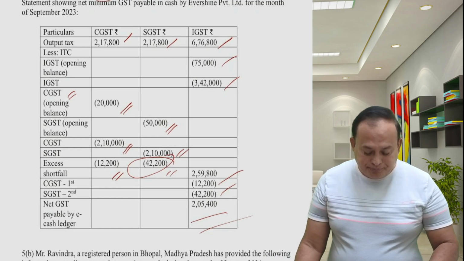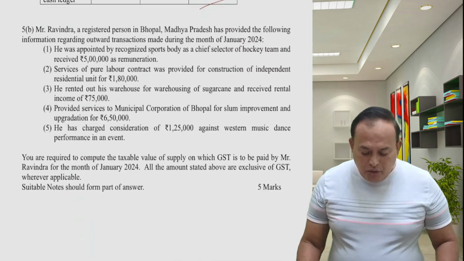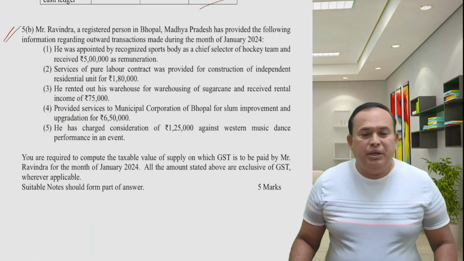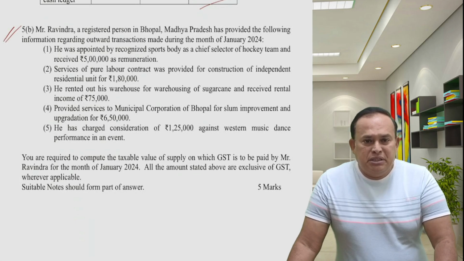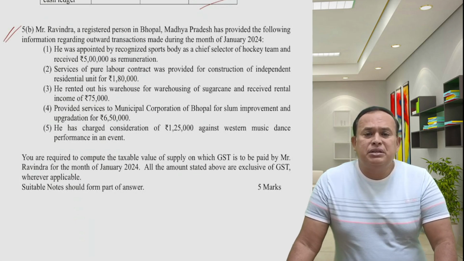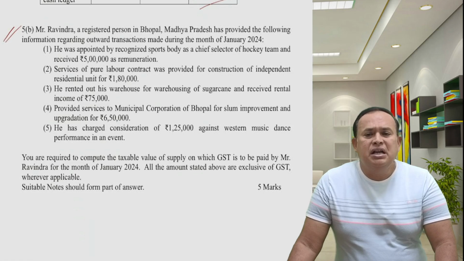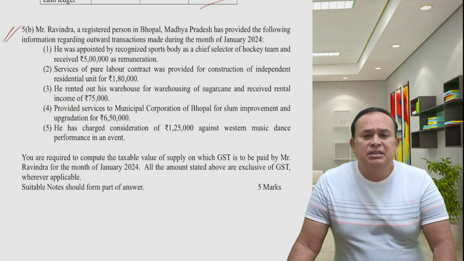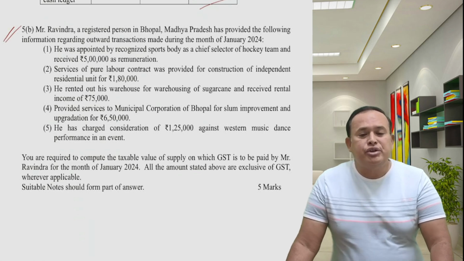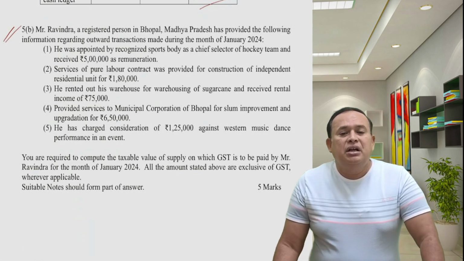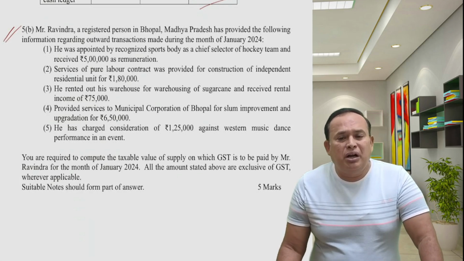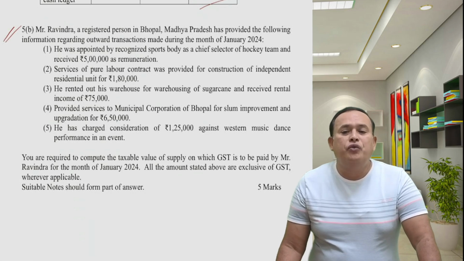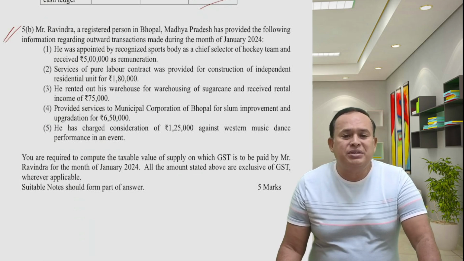Further, my dear sir, question number 5B, reading as follows. Mr. Ravindra, a registered person in Bhopal, Madhya Pradesh, has provided the following information regarding outward transactions made during the month of January 2024. He has, point number 1, been appointed by a recognized sports body as a chief selector of hockey team and received 5 lakh rupees as remuneration.